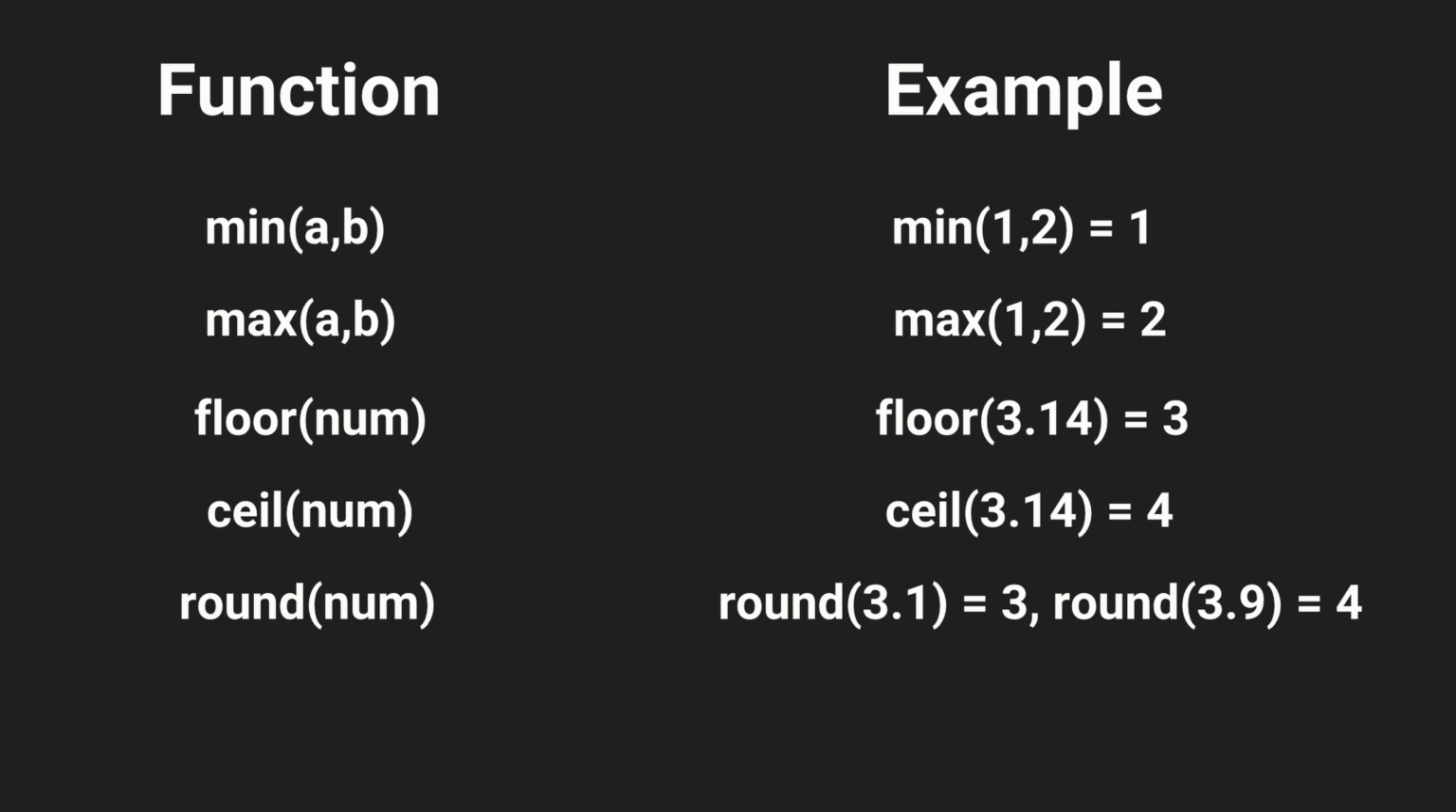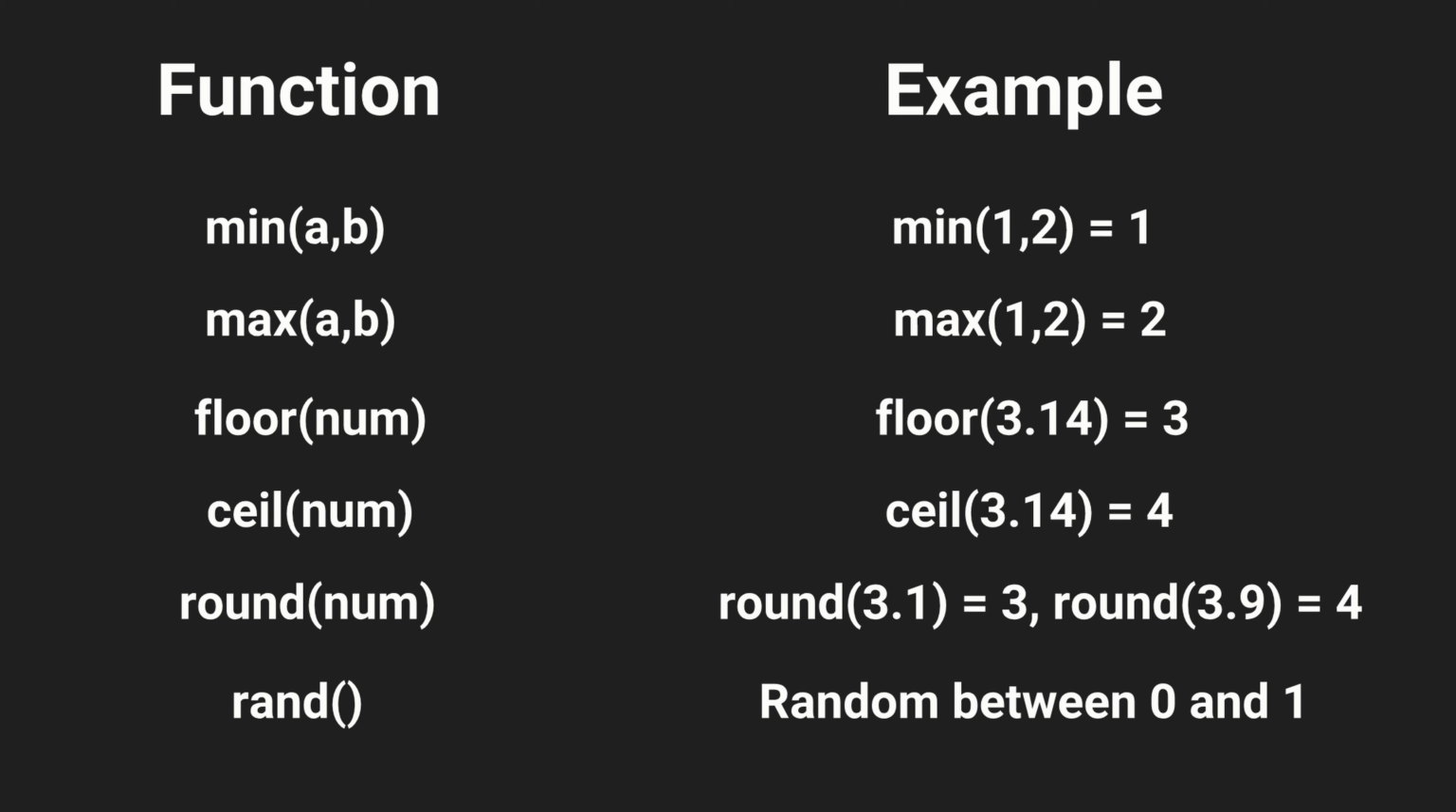Then the last one is called random, or rand, and it's not really a function. You don't put anything in the parentheses. It just outputs a random number between 0 and 1. So if you want to use it, you just have to put rand, open, close, parenthesis. You don't really put anything in there. It just works on its own.